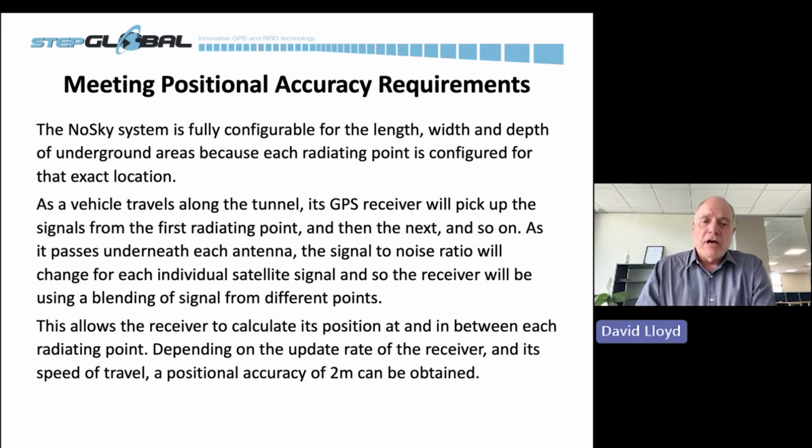So we're actually able to achieve a positional accuracy of 2 meters. Now, a standard GPS receiver standing outside in open sky will give you something like 2.5 meters, 50% probability. So our system is able to actually improve upon that.